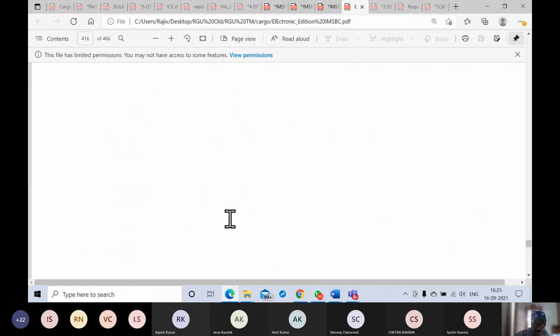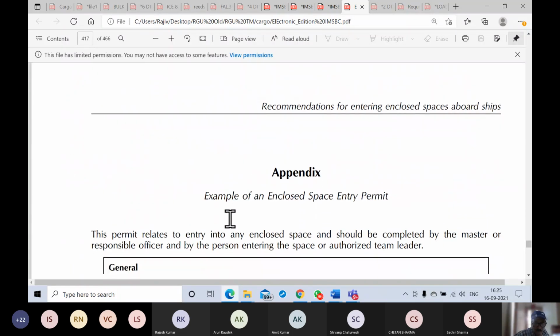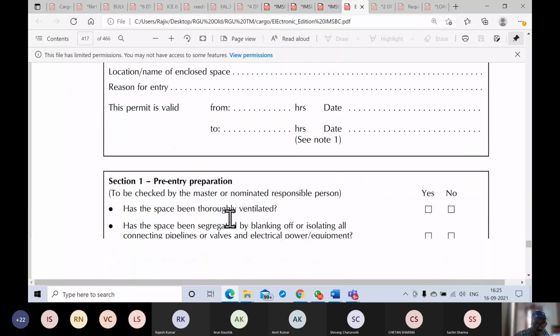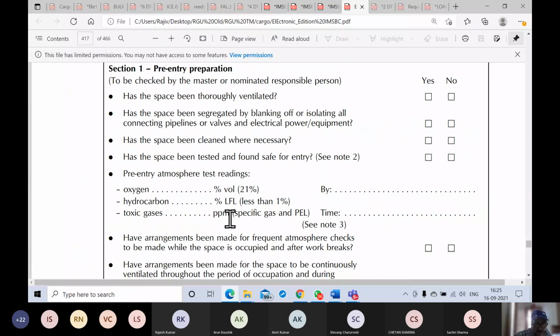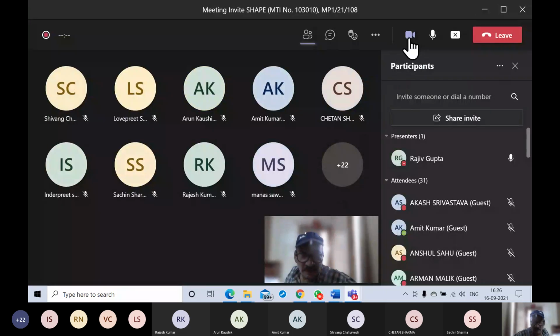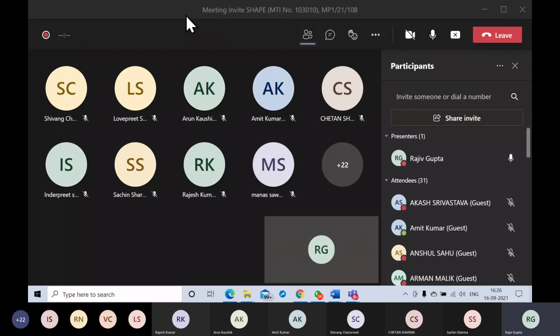Right? Alright. This is an example of an enclosed space entry form which you might require not in cargo work but in the safety paper, to design an enclosed space entry form. Just have a look at it. It is possible that you get a question like this in the safety paper, to design an enclosed space entry form.